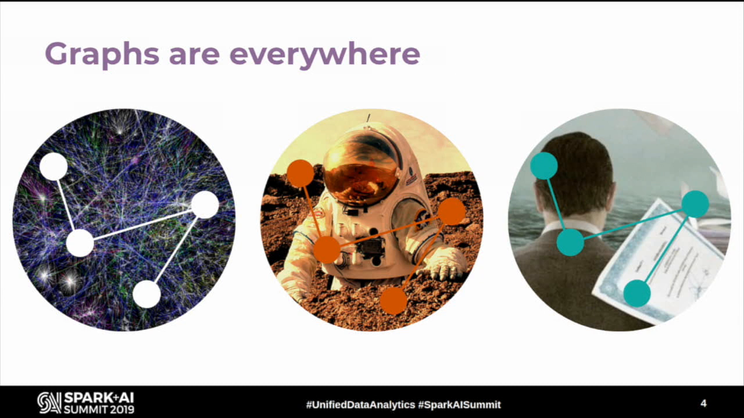For example, you can see on the left, that's a network. So Facebook, for example, uses graphs for social network analysis. In the middle, you can see an astronaut. So Neo4j helped NASA to create a knowledge graph to speed up their Mars mission. And on the right, that's fraud detection. That's the title cover of the Panama Papers leak. And we at Neo4j helped journalists to make sense of the leaked data in this massive Panama Papers data set.